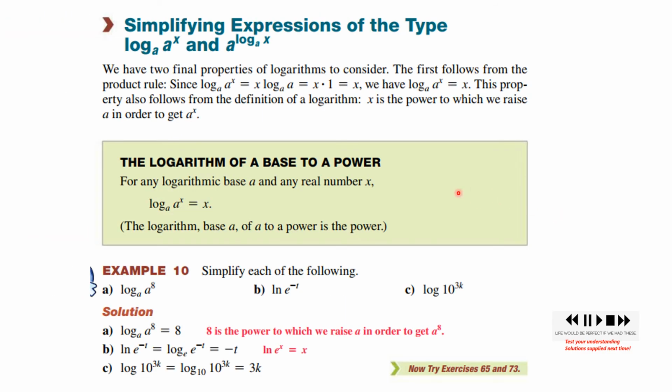Last but not least, we're going to talk about simplifying these expressions. We know that the exponential function and the logarithm functions are inverses of each other, so we know that for any base a and real number x, the log base a of a to the x is just x. So the logarithm base a of a to the 8 is just 8. The natural logarithm of e to the minus t is just minus t. And the common logarithm base 10 of 10 to the 3k is just 3k. Here are some exercises to try, and you can test yourself on those.